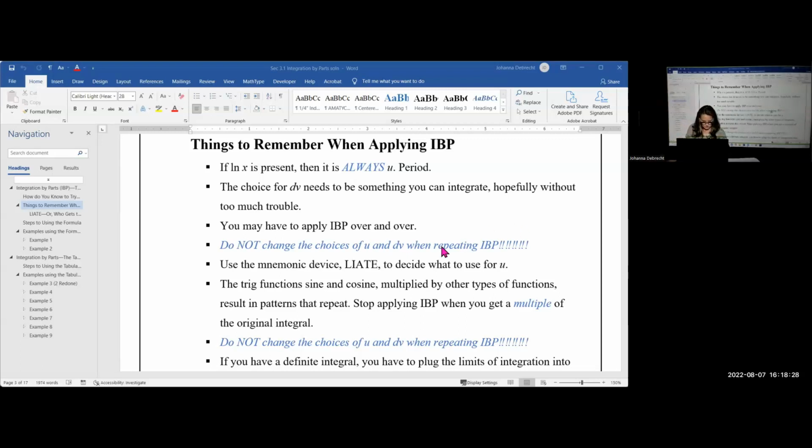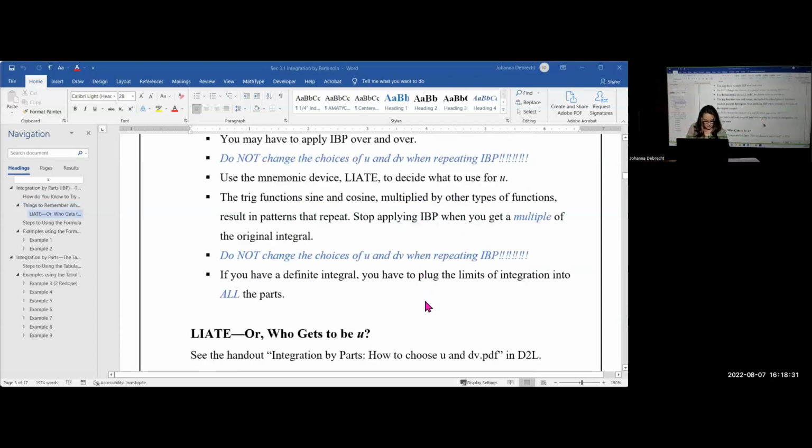Right? So don't change those choices. Now, the last thing we need to talk about is if you have a definite integral, what do you do then? Well, you have to plug the limits of integration into all the parts. So remember our formula, the integral of u dv is equal to u times v minus the integral of v du. So we have a u times v. So we will have to plug the limits of integration into u times v minus the integral of v du. So when we integrate that second one, we use the same limits of integration as were in the original. So we're going to be using those limits of integration in every part on the right-hand side.